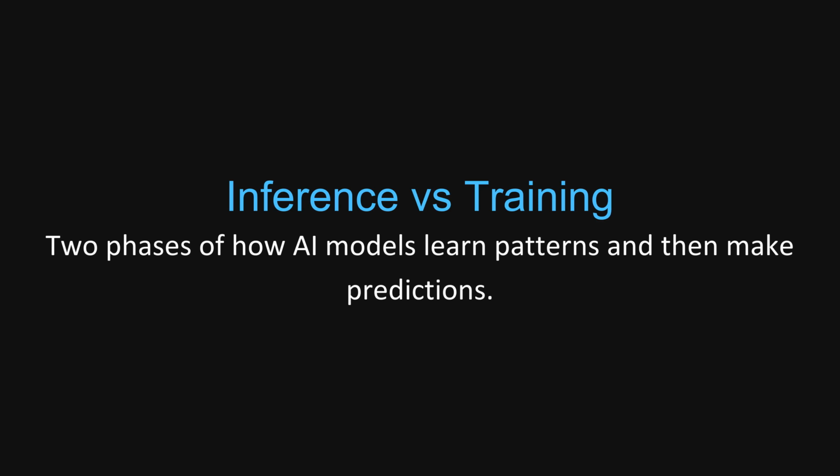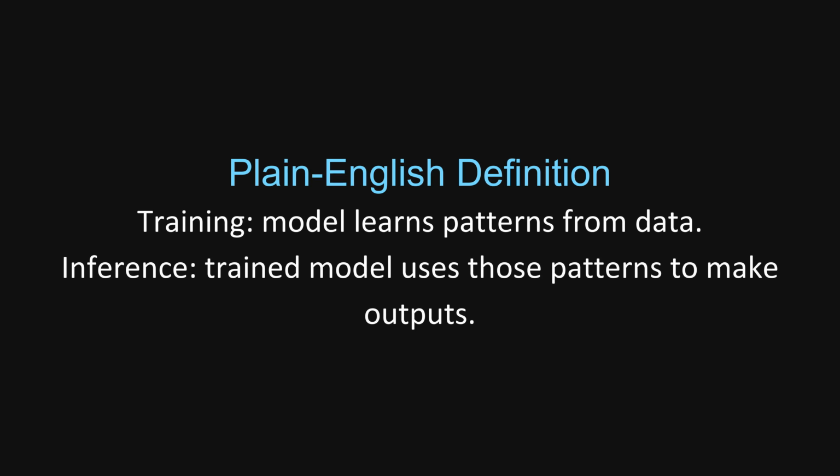Inference versus training. Inference versus training is the distinction between the phase where an AI model learns patterns from data and the phase where that already trained model is used to generate predictions or outputs.